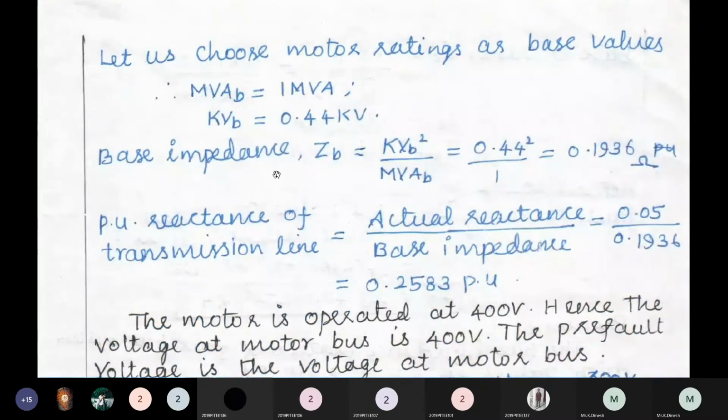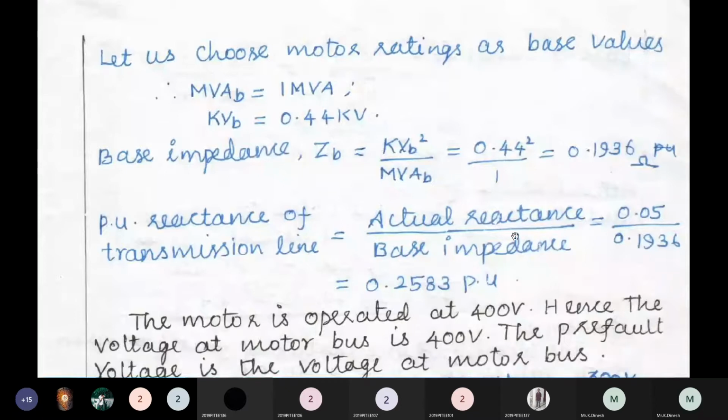Here, the large system is specified, but it is not identified as a generator. So we may not consider the large system as the base, but the motor we may consider as the base. The MVA base is 1 MVA, which is given. The kV base is 440, just using 0.44 kV. We know the base impedance relation: Z base equals kV base squared divided by MVA base. kV base is 0.44, so Z base is 0.1936.